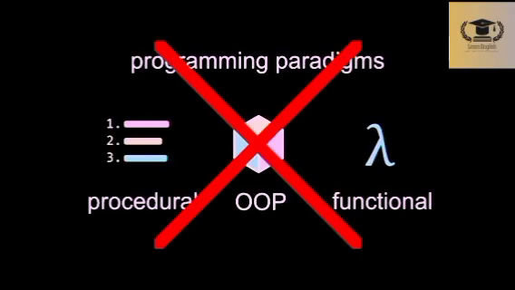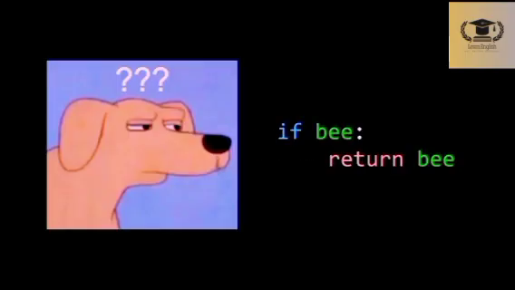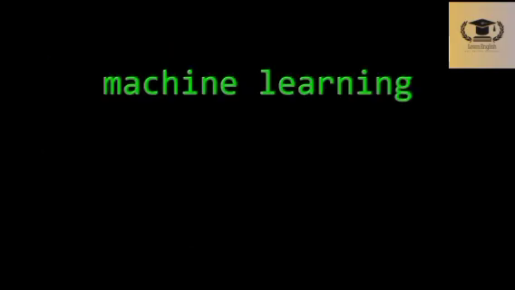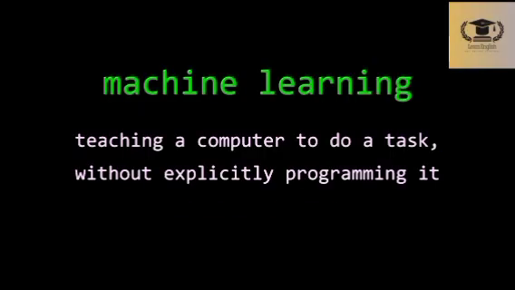But for some problems, none of these traditional paradigms will work. Let's say you want to make a computer recognize which of these images is a bee. The problem is, you can't really describe what a bee looks like with code. This is where machine learning comes in, aka teaching a computer to do a task without explicitly programming it to do that task. First, you need a lot of data, which you can split into training data and test data.